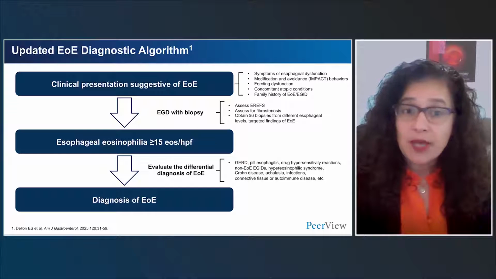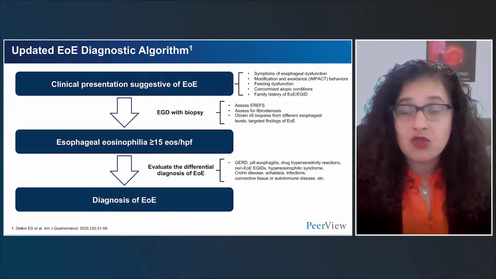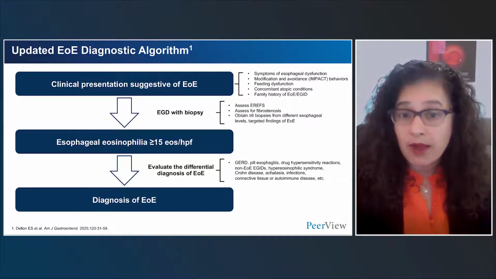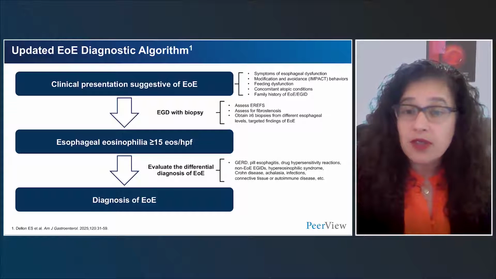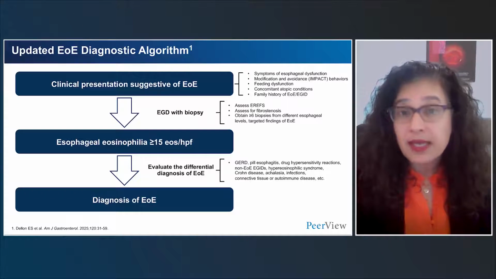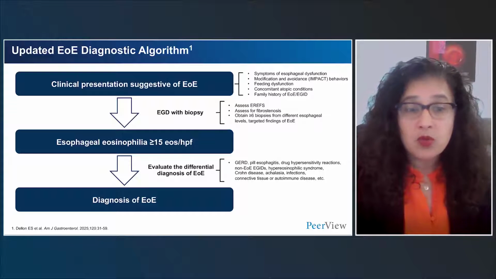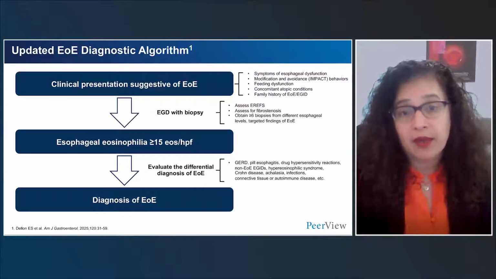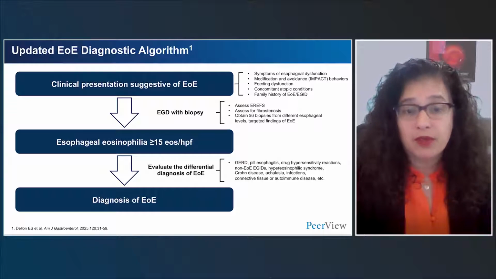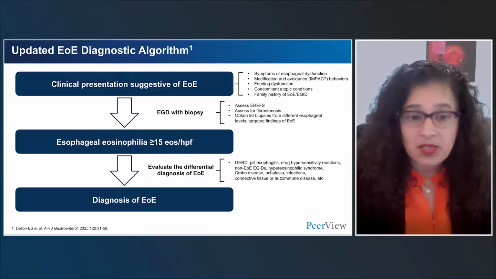If you have that suspicion, that patient is going to have an endoscopy with biopsy. At the time of endoscopy, we're going to assess for endoscopic features of EoE using the endoscopic reference score, or EREFS. We'll assess for fibrostenosis and stricture. And most importantly, we'll obtain at least 6 or more biopsies from different levels of the esophagus and targeting findings of EoE in that esophagus. Once we do that and we have esophageal eosinophilia over 15 eosinophils per high power field, and we have evaluated the differential diagnosis of EoE and ruled out these other conditions on the right side of this slide, we have essentially made the diagnosis of EoE.